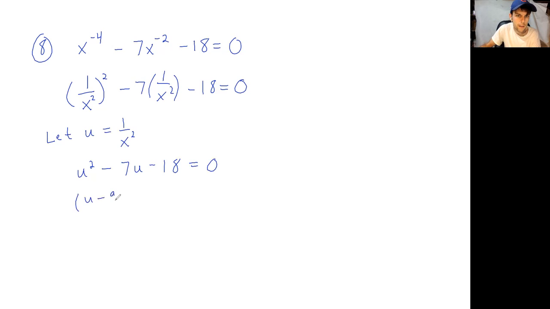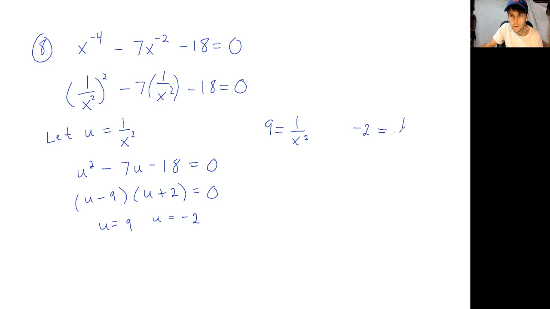We're going to get u minus 9 and u plus 2. That's going to give us negative 18, and yep, that's right. So our two solutions: u equals 9, u equals negative 2. Now, we've got to be careful again. These aren't solutions to the original equation. They're solutions to this one. We need to take our original definition of u, which is 1 over x squared, and solve these two equations. So we get 9 is equal to 1 over x squared. And again, this one's going to be trickier because this should have two solutions to it, right? And we're going to get negative 2 is equal to 1 over x squared.